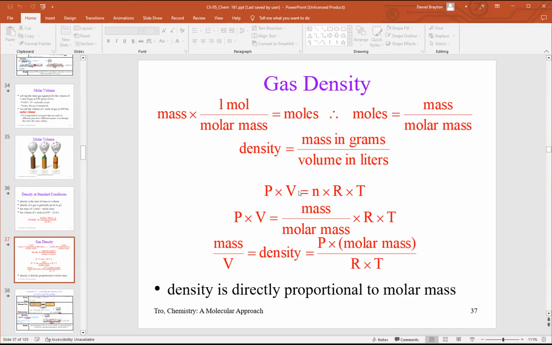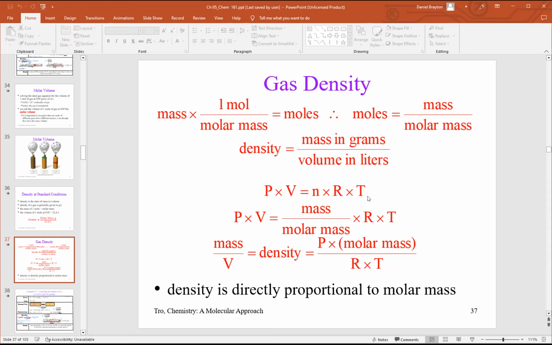The ideal gas law has the number of moles in it, and it has volume in it. So you can mix the density, which is mass and volume, and the ideal gas law, which is PV equals nRT. Since you have the density, you can substitute the number of moles, which is mass over molar mass, and the masses cancel.